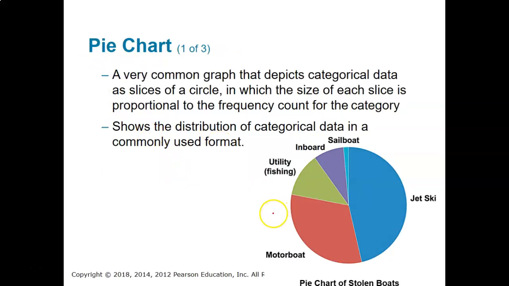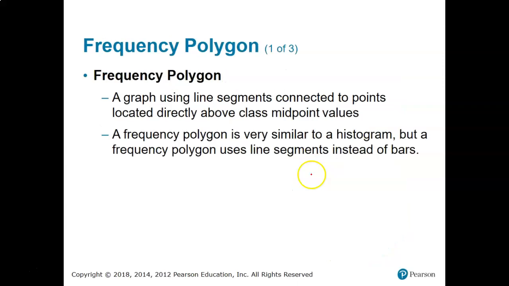The pie chart is a very common graph that depicts categorical data as well. So generally, the larger the slice of the pie, the larger percentage it's representing, and it allows us to see proportions easily. It doesn't give us a lot more information than just the proportions with that.